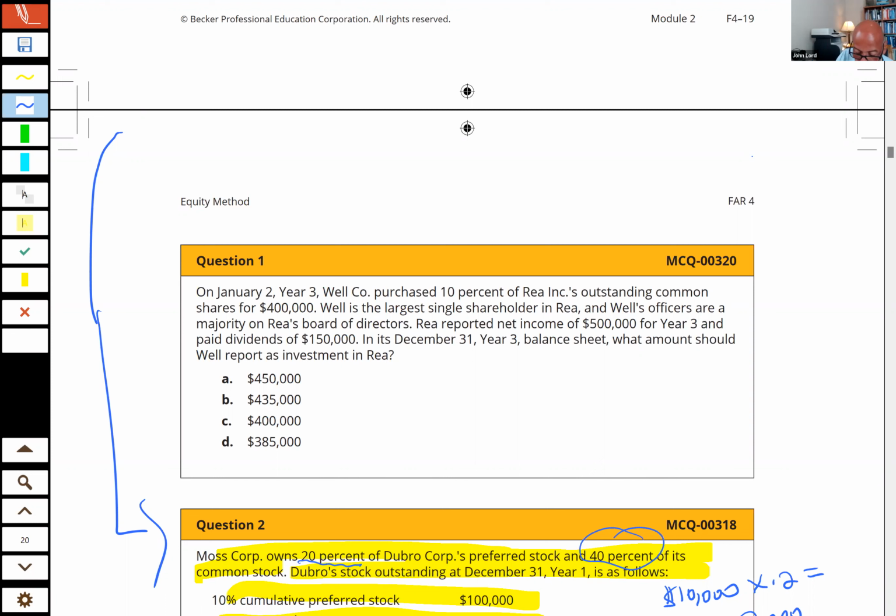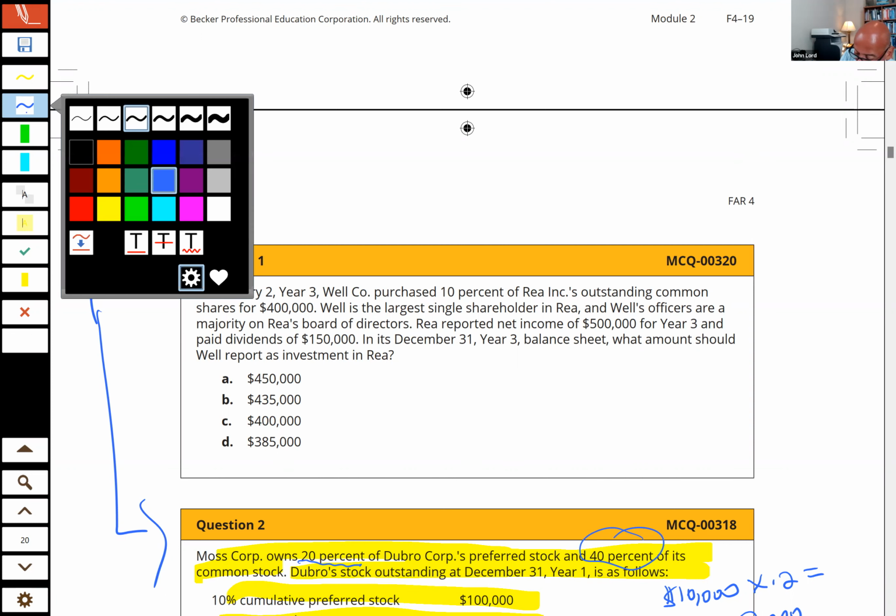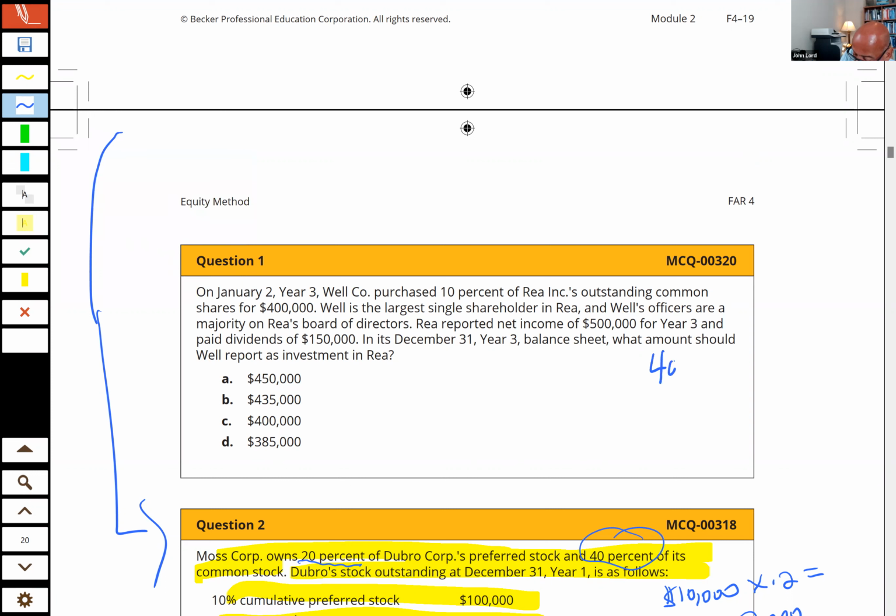So what happens if we bought the investment for 400,000, and then the investee had net income of 500,000? And notice we use the 10%, even though you're saying, well, gee, we didn't have 20%. So we can only use the what? The 10%, 50,000.